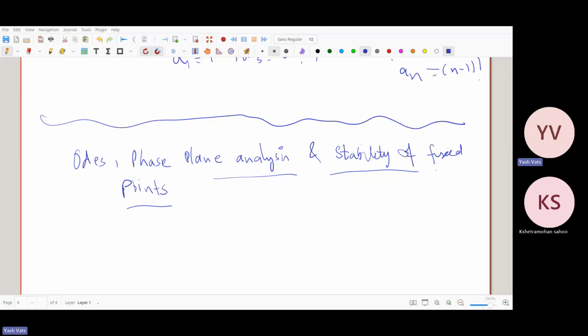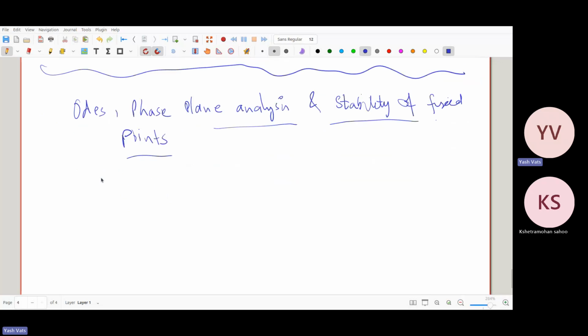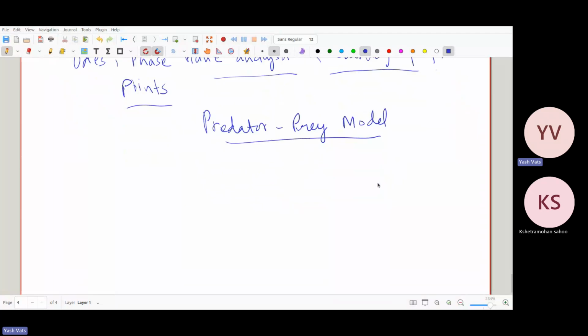Okay, let's discuss an equation from the predator-prey model. If you have the predator-prey model, the equations are these: dx/dt = ax - bxy, and similarly for y.